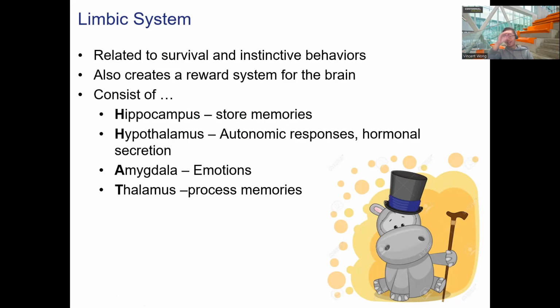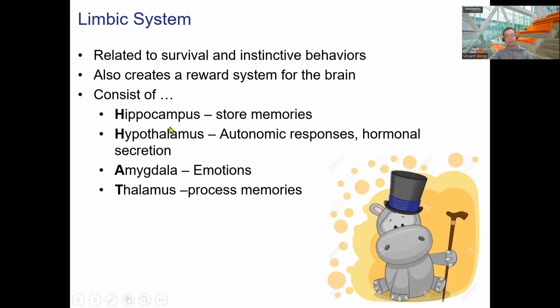These are not skill memories like we were talking about, right? Those are stored in the cerebellum at the back. These are memories related to factual things: remembering someone in your life, remembering your phone number, remembering an event, remembering an experience that you have, good or bad. That's stored in the hippocampus.